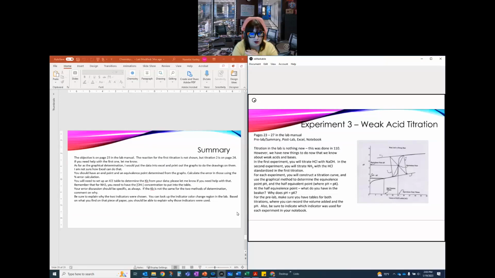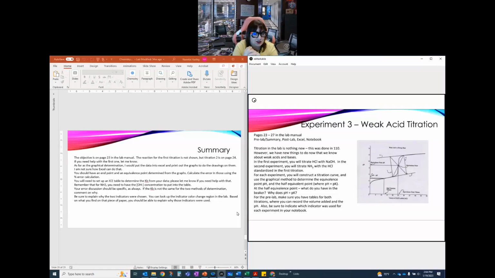Again, your objective is on page 23. The reaction for the first titration is not shown, but titration 2 is on page 24. I do want you to include the reaction for the first titration. It's NaOH plus HCl. I think you can manage that one.